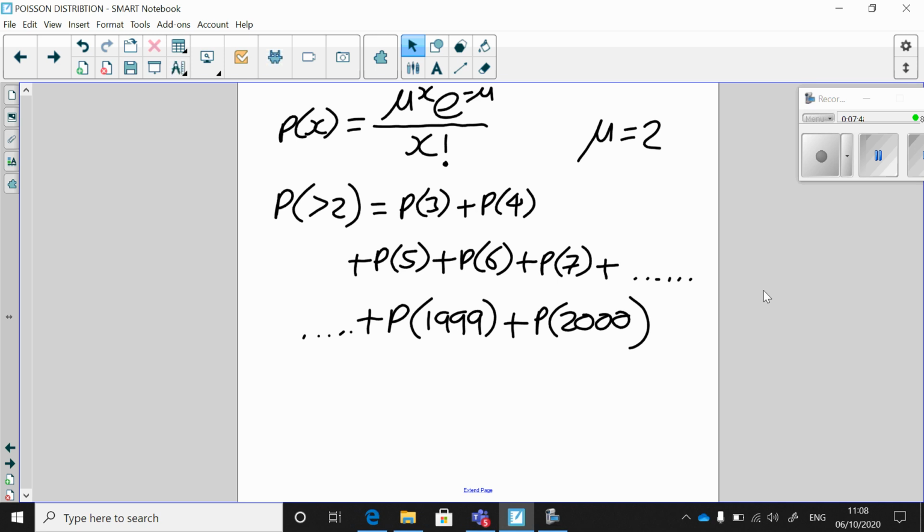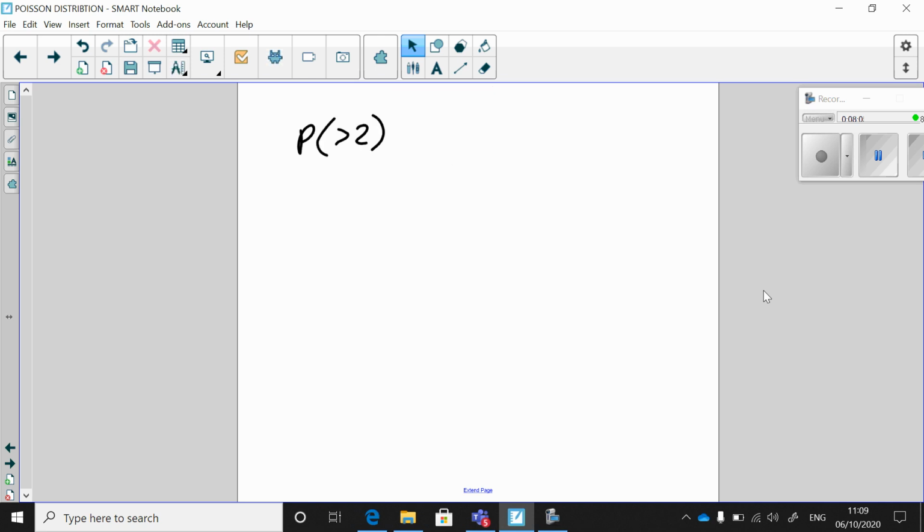That's 8 all the way to 1998. So we've got a lot of probabilities here. And from the previous video, it looks like we're going to be looking at the complement rule here. So P greater than 2, we're just going to look at 1 minus P less than or equal to 2. Whatever number is the probability number, like 2, it's going to appear in both brackets.